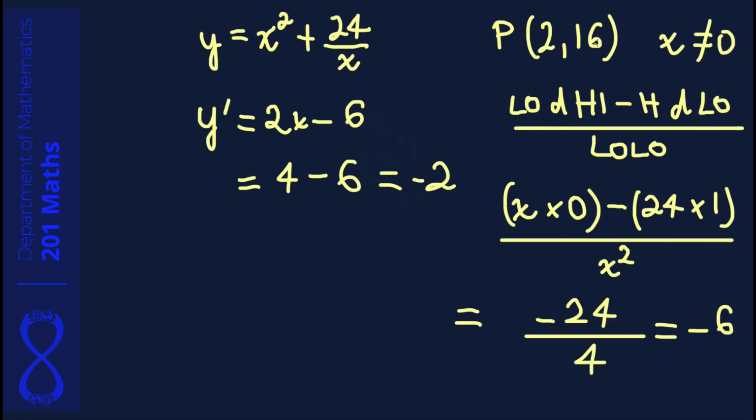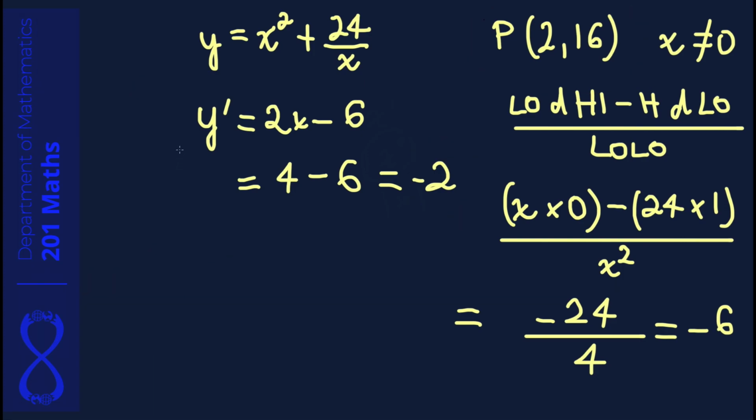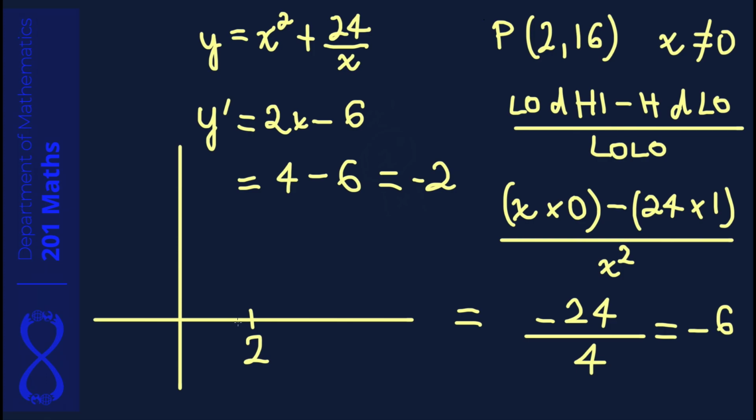So we have answered the question. The gradient of this equation at this point equals minus 2, meaning that if we graph our curve, say x equals 2 and y equals 16, at this point the curve is downward sloping because we have a minus sign.